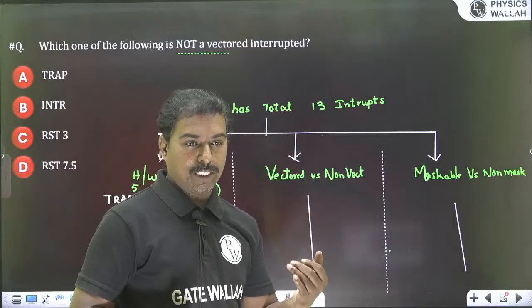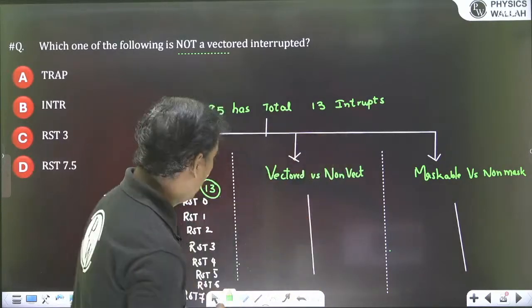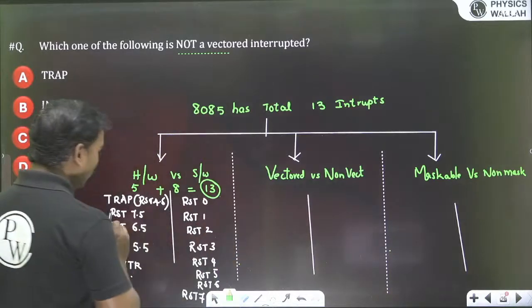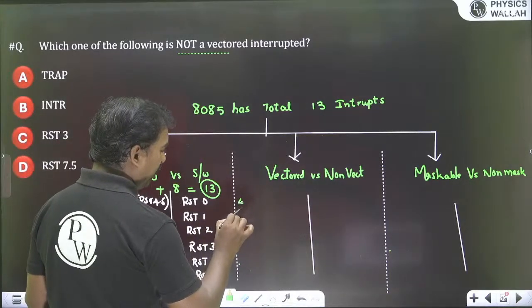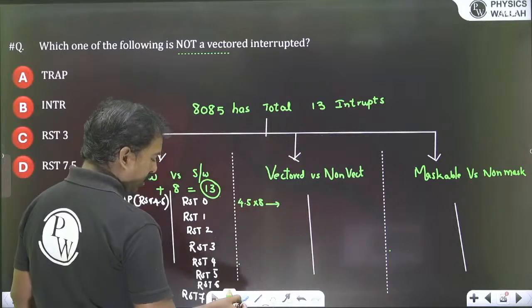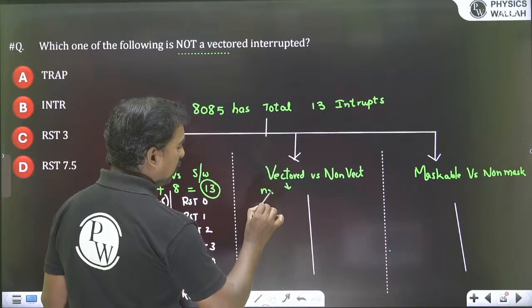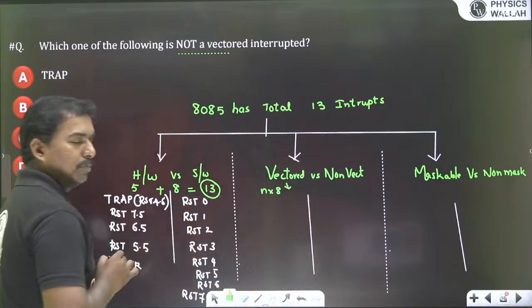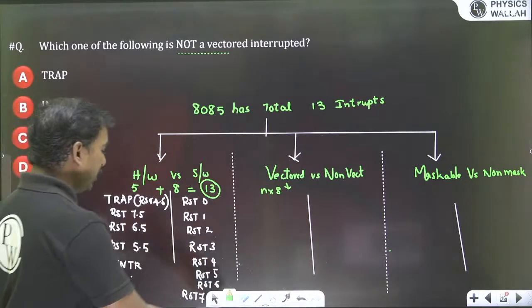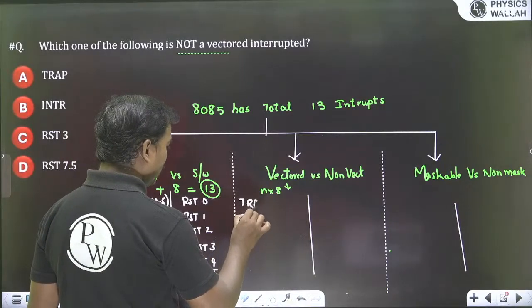After an interrupt is executed, which ISR has to be executed? So here this particular TRAP 4.5 should be multiplied with 8, that is the address. Vector means the interrupt type is multiplied with 8 to give the ISR address. So if you see now, these all are the vector interrupts. TRAP is a vector interrupt.